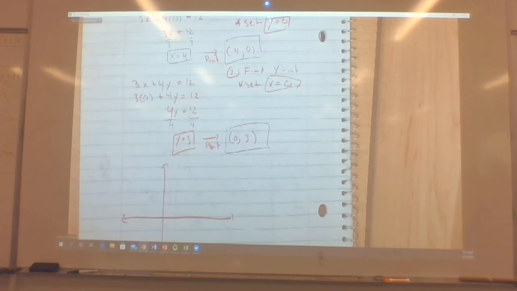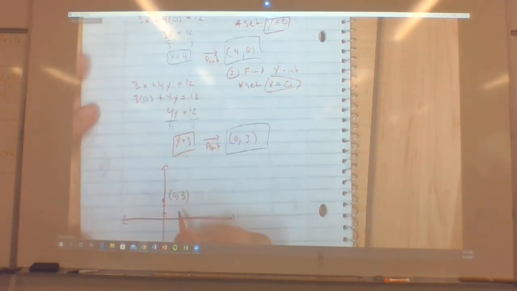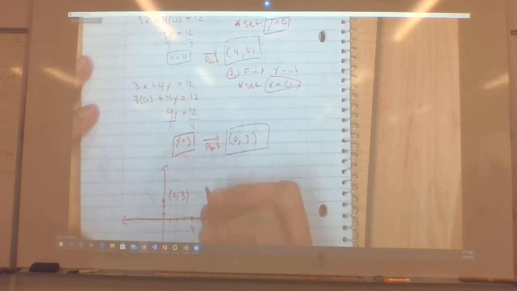Let's go ahead and find these points. 0 and 3. So 0, 1, 2, 3. This is 0 and 3. Final points, 4 and 0. 1, 2, 3, 4. 4 and guess what? 4 and 0. This is 4 and 0.